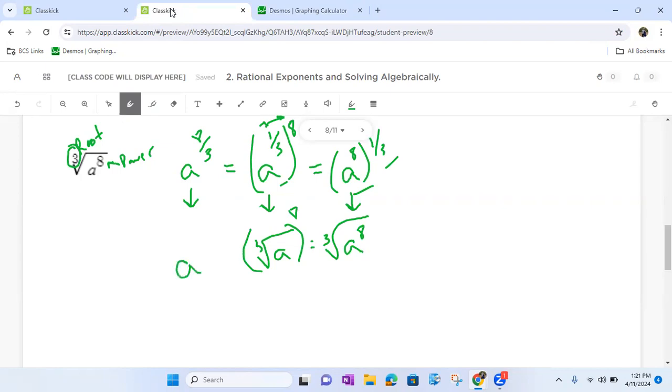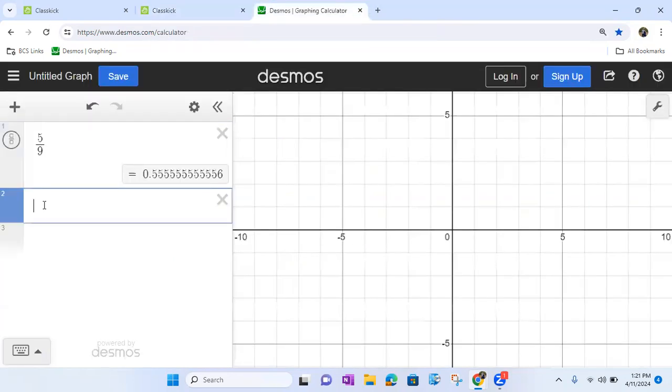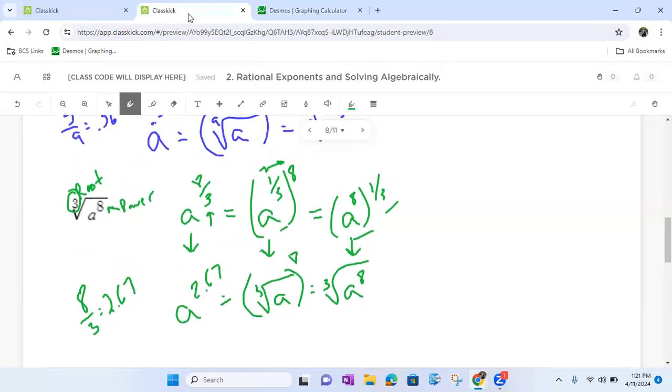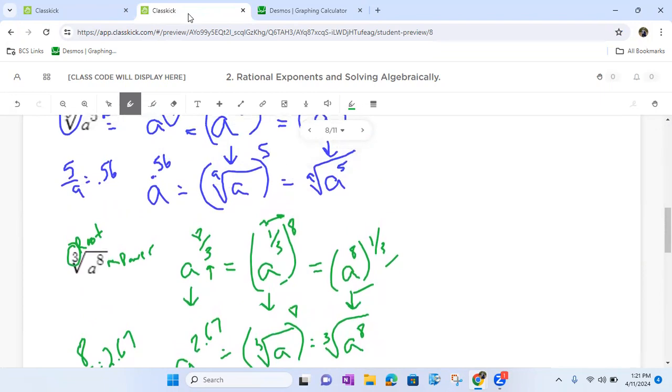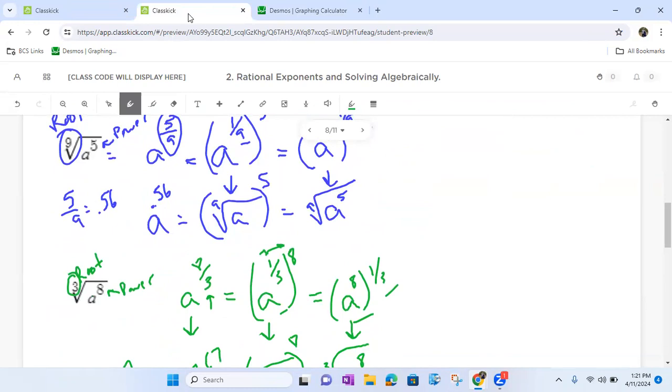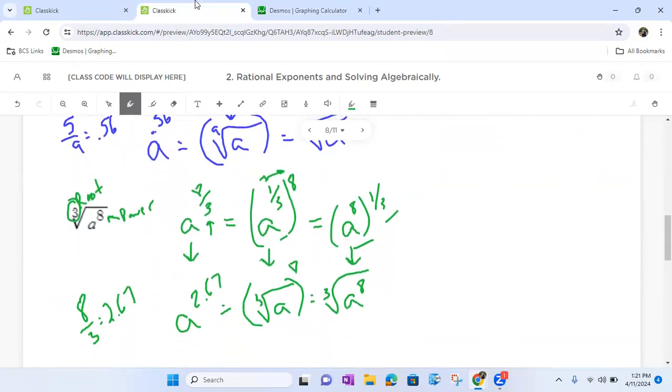And then, of course, I've got 8/3. So 8/3 is just a to the 2.66. If you don't know how to do that, again, you're more than welcome to come over here and type in 8/3: 2.66, or 2.67 if we're going to round correctly. So 8/3 equals 2.67. And I would write a to the 2.67 is the same thing as this right here. All right, y'all, I hope that helps you out with rewriting rational exponents and roots. There are about 6 different ways you can write those, and we're going to be practicing all of them. If you have any questions, just let me know.